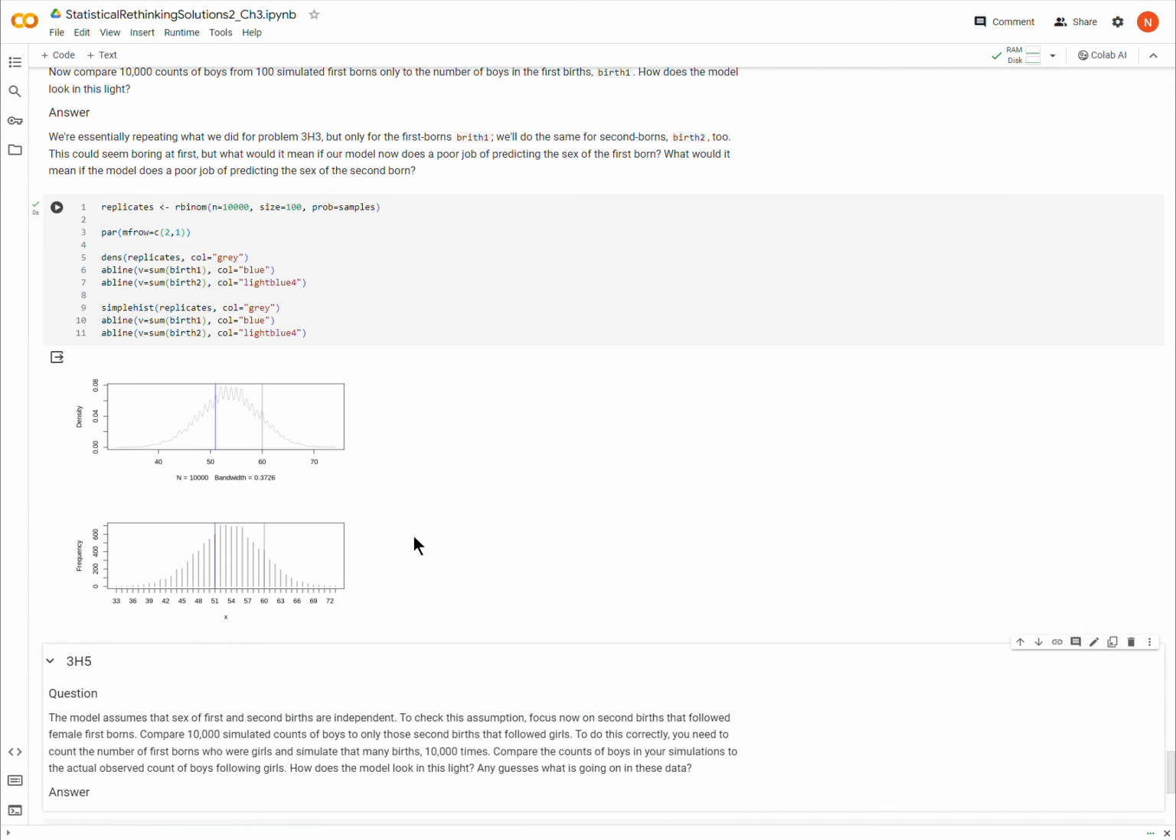And then again. Okay, so the background spread here is our posterior distribution, or I'm sorry, our posterior predictive distribution. And then the dark blue line is the firstborns that were male, and the light blue line is the secondborns that were male.